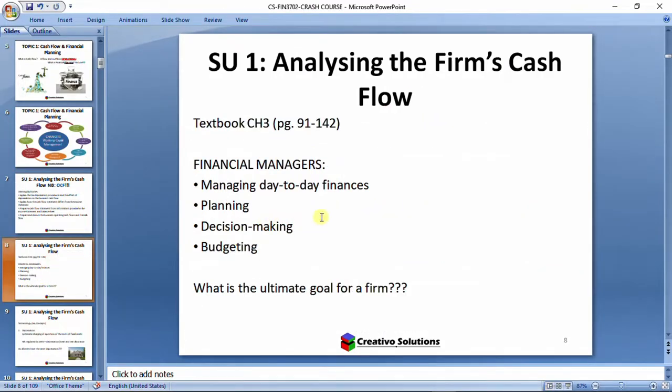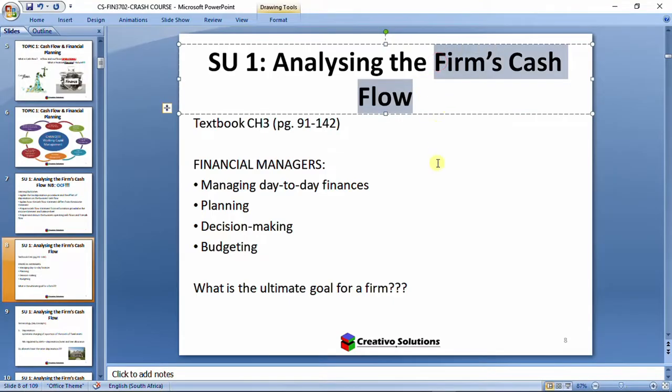Okay, so just some basics. We're still looking at topic 1. We're still looking at this concept of cash flow. If you look at the textbook on pages 91 to 142, you've got all this information looking specifically at the firm's cash flow. Okay, let me just check the page reference. Okay, yeah, cash flow and financial planning.